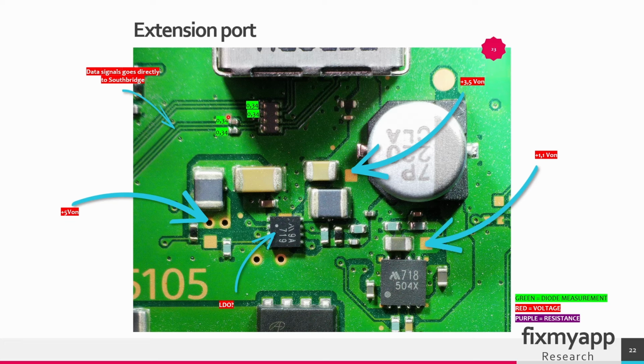All those data lines have a diode reading of 0.34V. So when one of those values is deviated, then you know you have a problem with this port or maybe with the Southbridge. When you turn the console on, 5V has to be present on this pad. I think this is a low drop voltage regulator. So when the console is turned on, 3.5V has to be present on this test pad, and 1.1V should be present on this pad. And I think these two chips are responsible for generating those power rails.